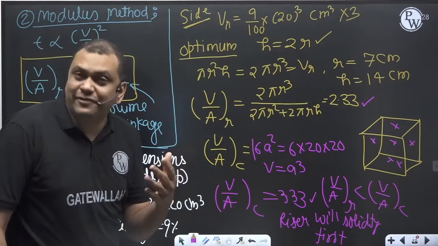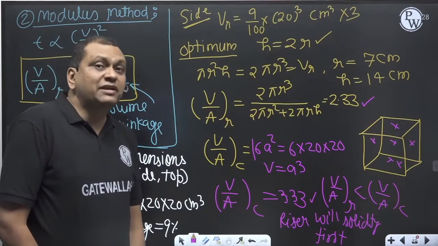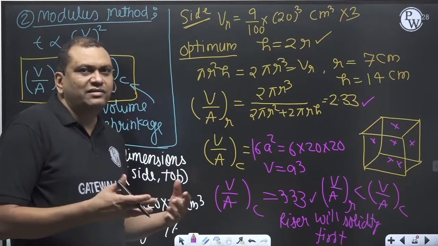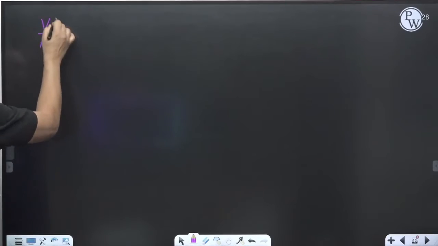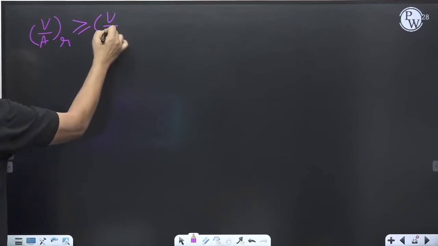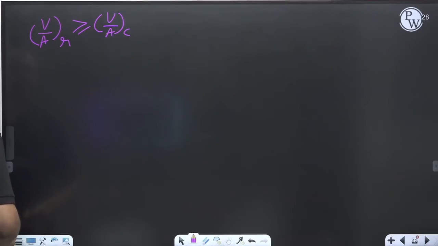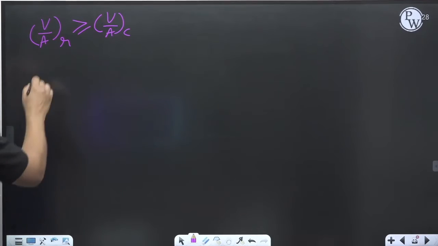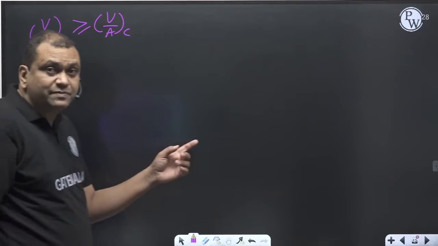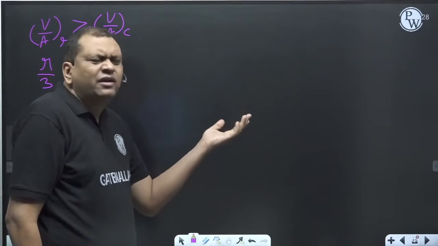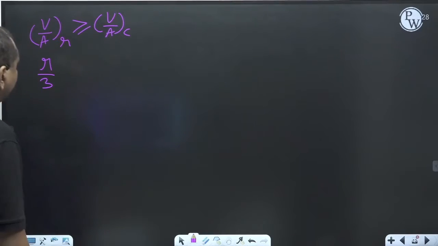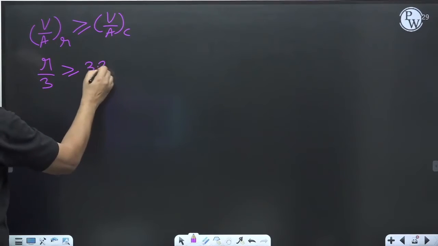If the riser solidifies first, there is no use of riser. So riser should solidify at least after casting, no? So, volume by surface area of riser should be greater than or equal to volume by surface area of casting. Volume by surface area of riser is nothing but r by 3. In the previous problem, from first principles, for side riser, volume by surface area was r by 3. You can see the notes. These notes also will be provided to all of you. It should be greater than or equal to 3.33.